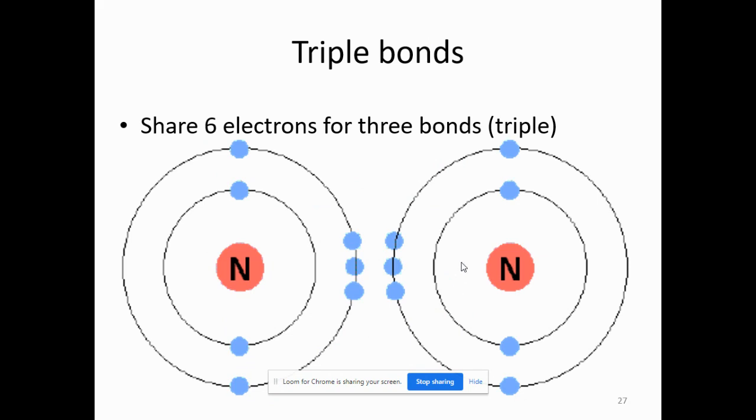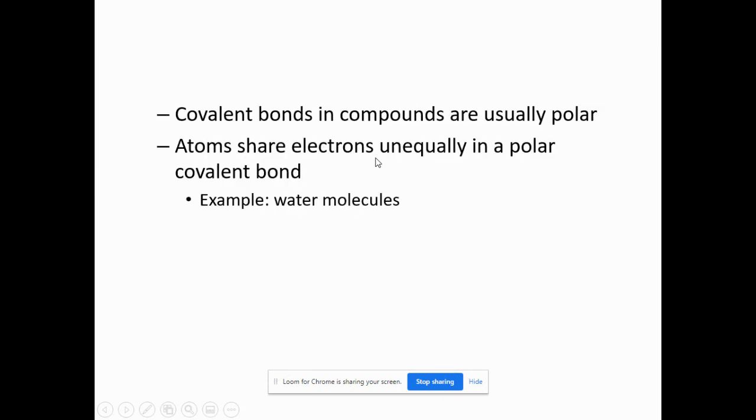Okay, well, what's stronger than a double bond? Well, that would be a triple bond. All right, and here a triple bond is sharing 6 electrons. So when 2 nitrogen molecules come together to form N2, they'll do that through a triple covalent bonding. All right, and triple bonds are harder to break than double bonds.